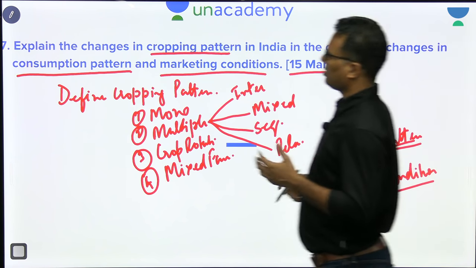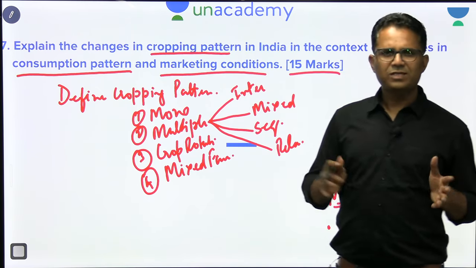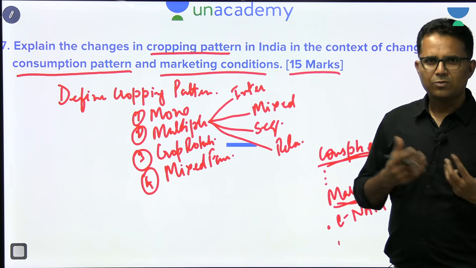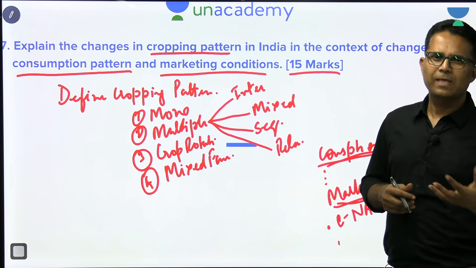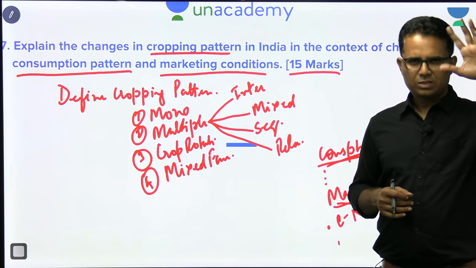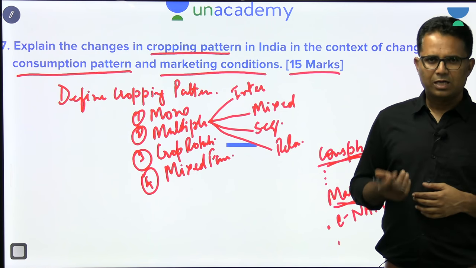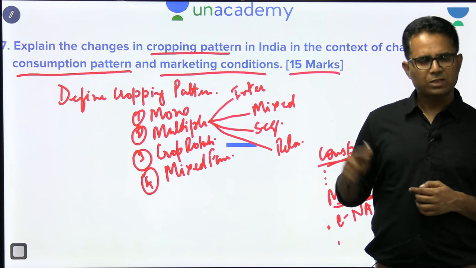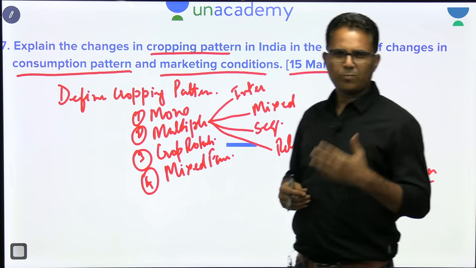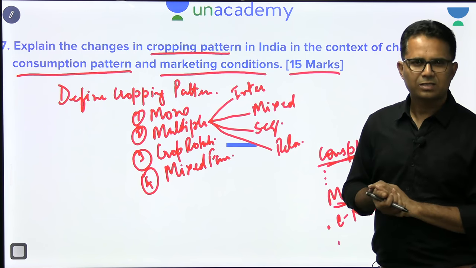We may write that this cropping pattern is never fixed or stagnant. It keeps on evolving, it keeps on changing based on the evolving conditions of the economy. So cropping pattern in India has never been permanent. Earlier, we were doing certain types of cropping pattern. Now, with urbanization and changing lifestyle, we are moving depending on what marketing channels are open, so we keep on changing. So in the conclusion, you can write that due to the evolving conditions, cropping pattern in future also will keep on changing based on consumption or marketing.